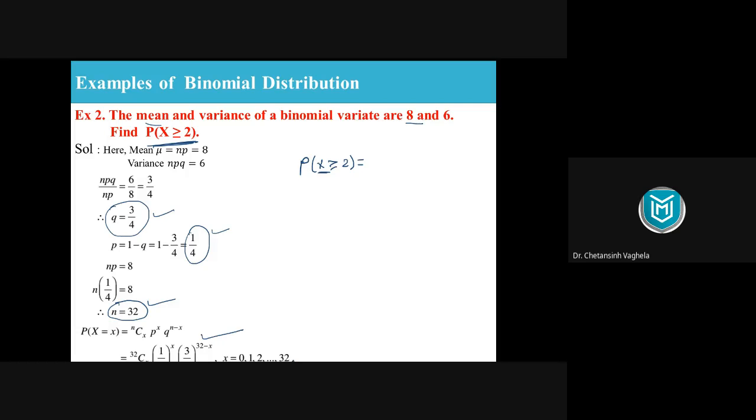यहाँ पे x कितनी वैल्यू ले सकता है? 0 से 32 तक सारी, और मुझे 2 या 2 से बड़ी जो भी वैल्यू है ना x की, उन सभी के लिए प्रोबेबिलिटी चाहिए. That means what I'm looking for, I'm looking for p of x equals to 2 plus p of x equals to 3 plus p of x equals to 4 plus p of x equals to 5 plus ... up to p of x equals to 32 even.